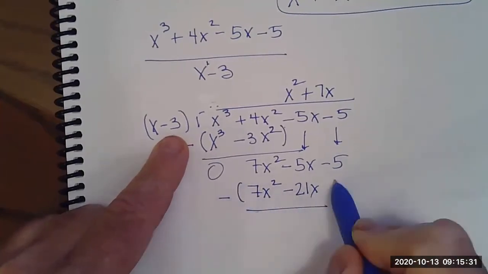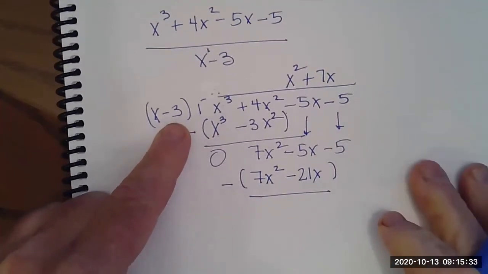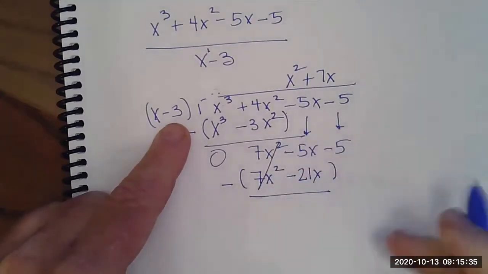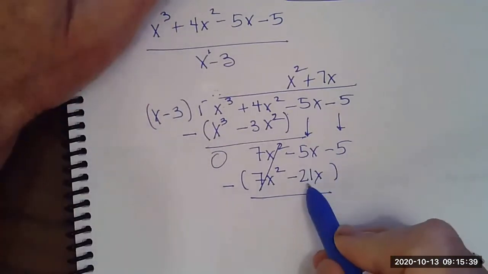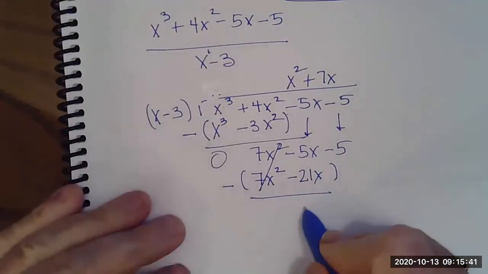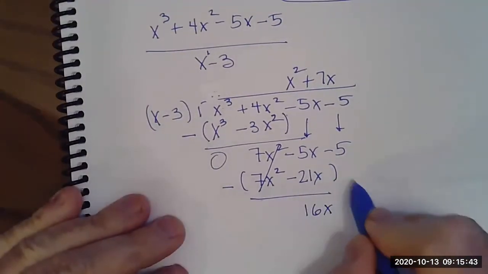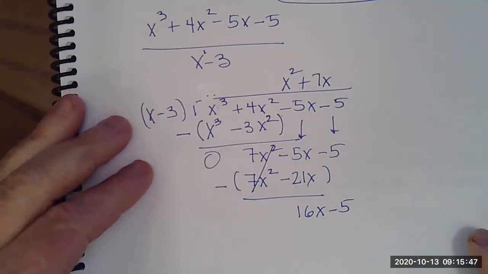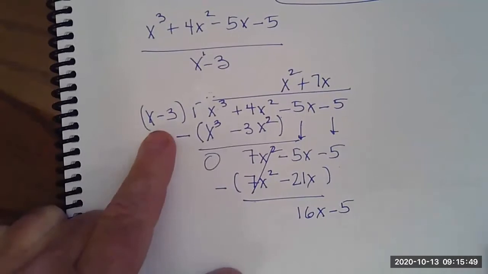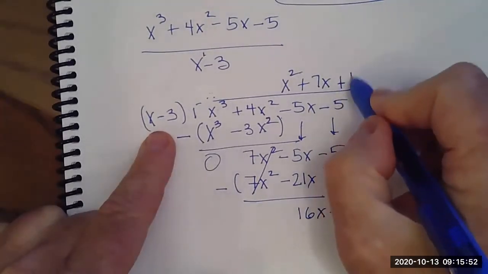And then subtract both of them. This goes away. Let's see, that's plus. So that looks like what, 16? I think it's 16. 16x, and then bring this down, subtract 5. And then we do it one more time. Looks like a 16. So you go plus 16.